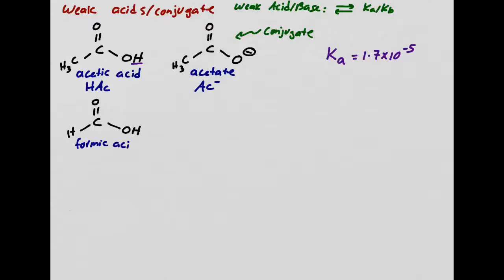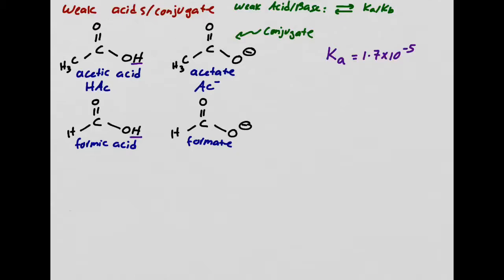Okay, formic acid. This is the hydrogen that it is going to lose. So when it loses the hydrogen, what is it going to become? What would be the name of it when it loses hydrogen? It's going to become formate, right? Formate, formic acid. So it's going to lose the hydrogen to become formate.